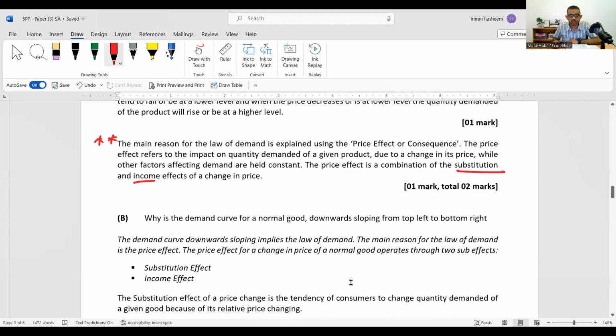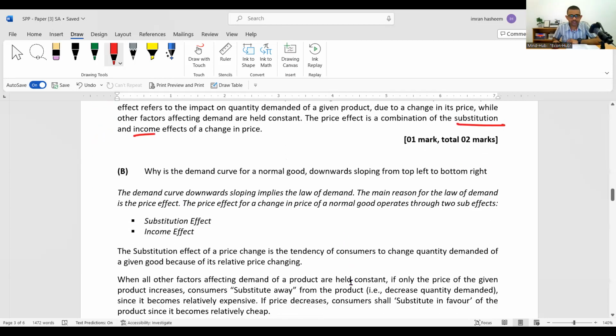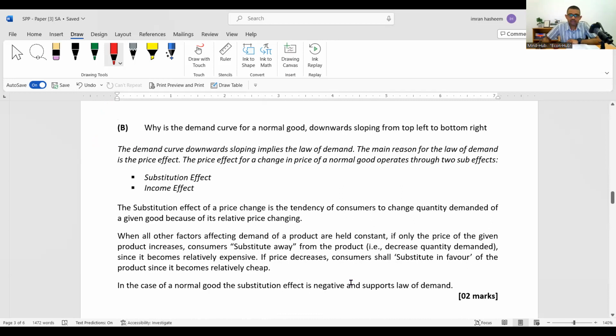Then I'm going on to explain in part B, I'm asking why is the demand curve downward sloping? Again, I've given a nice introduction, in italics. The lettering is a bit different, but even if it's not there, you will get the marks. But try to include this small introduction and then go into defining the substitution effect properly.